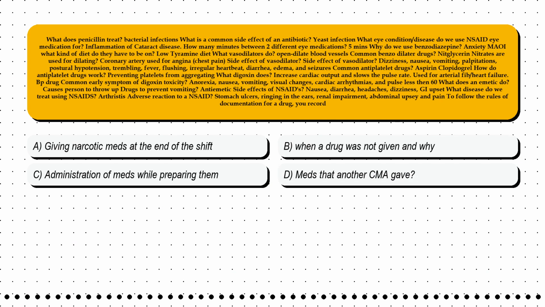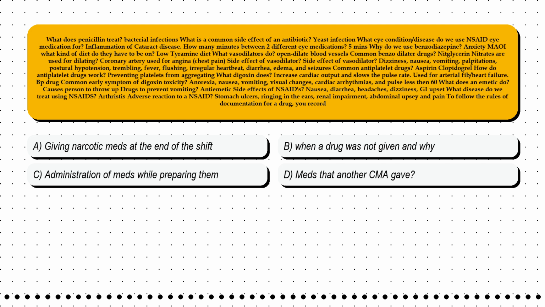Question 353. What does penicillin treat? Bacterial infections. What is a common side effect of an antibiotic? Yeast infection. What eye condition or disease do we use NSAID medication for? Inflammation of cataract disease. How many minutes between 2 different eye medications? 5 minutes. Why do we use benzodiazepine? Anxiety. MAOI: what kind of diet do they have to be on? Low tyramine diet. What do vasodilators do?